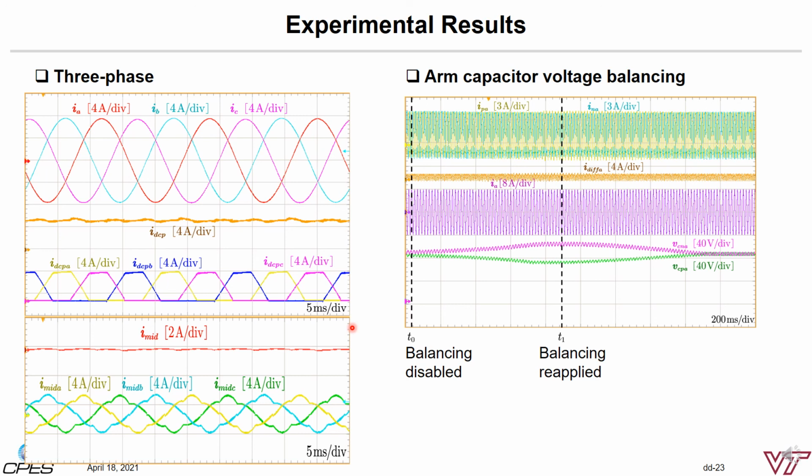Therefore, there is no need to put large split capacitors on the DC side. The figure on the right-hand side shows the arm energy balancing control performance, and the capacitor voltage in the upper and the lower arms can be controlled equal to each other when enabling the energy balancing control by controlling the circulation current.